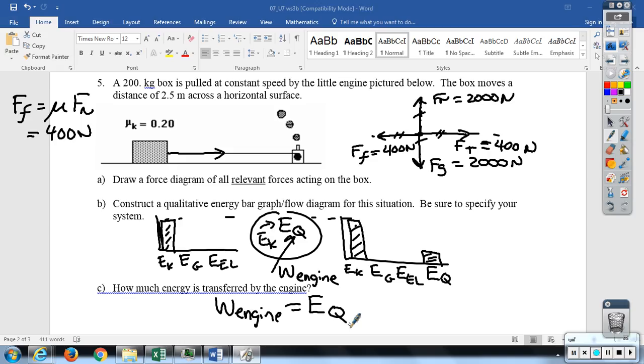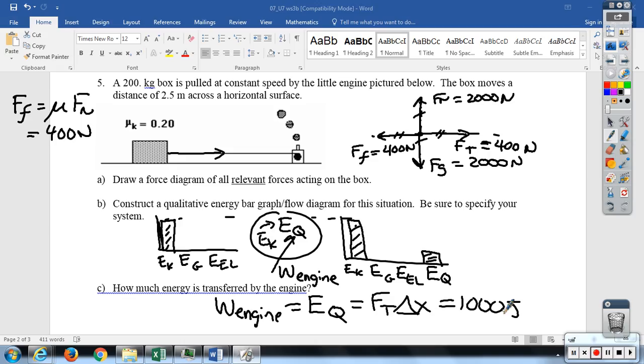So if we want to find the amount of energy transferred in by the engine, we could just take the force of tension, multiply it by the distance that it covers. So tension is 400 newtons, the distance is 2.5 meters, so the amount of energy must be 1,000 joules. So that's 1,000 joules lost to EQ, because if there was no friction, that 1,000 joules would have gone to making EK larger, and that would have caused the box to speed up.